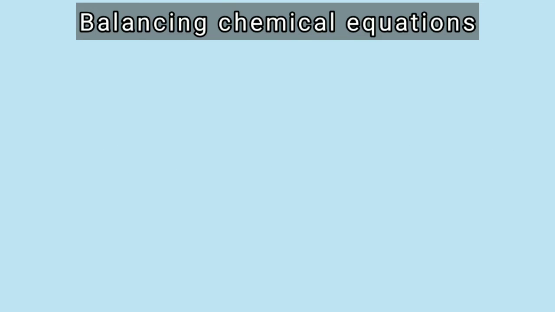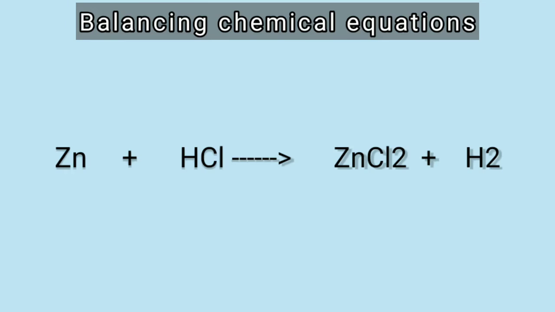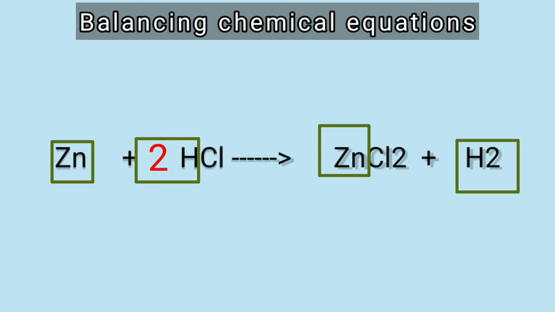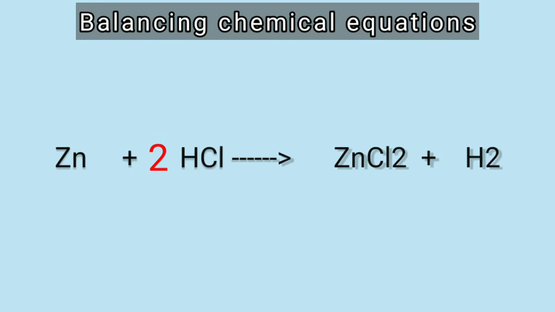Next equation, zinc reacts with hydrochloric acid to form zinc chloride and hydrogen gas. On product side we have two chlorine atoms and one chlorine atom on reactant side. We will try to equalize that by writing 2 as a coefficient of hydrochloric acid. We have one zinc atom on either side. Now let us see hydrogen atoms. 2 on right side and 2 on left side. So our equation is balanced.